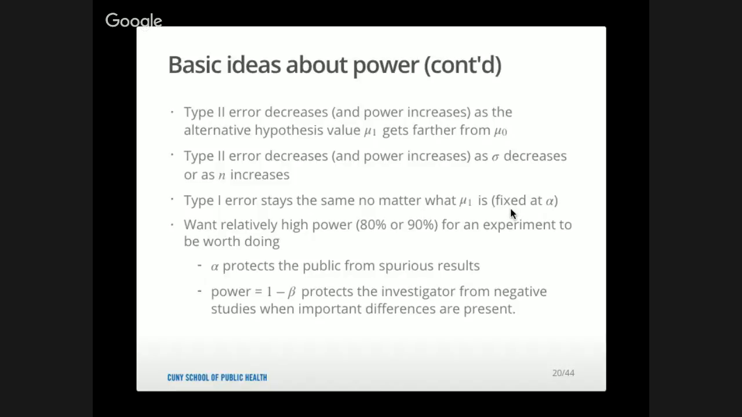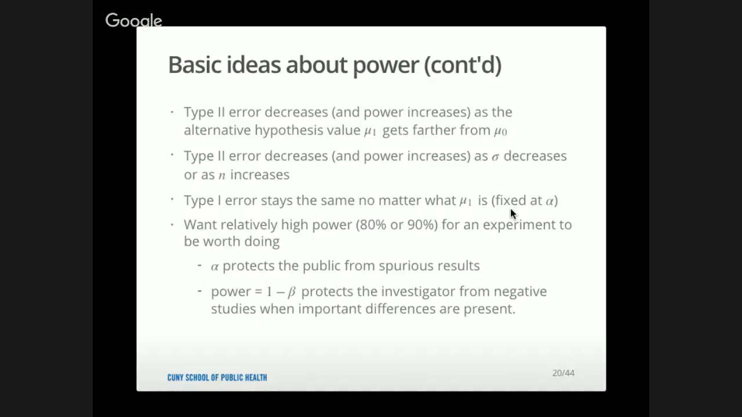Okay, I think we've covered all of this stuff, but here is just for your notes. Basic ideas, regardless of the test, is that your type 2 error will decrease, or your power increases, the greater the difference between your null and your hypothesized alternative. The power also increases as the variability in the population, individual variability, decreases, or as your sample size increases.